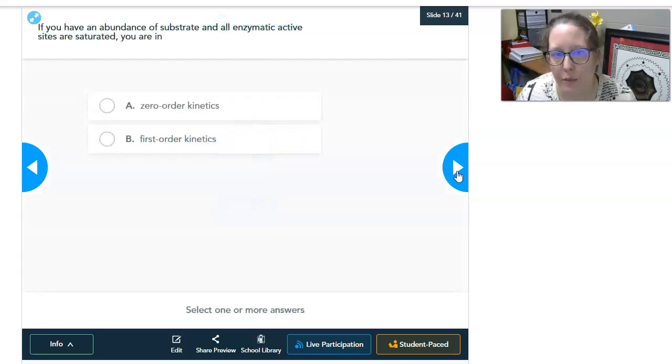All right, so if you have an abundance of substrate and all enzymatic active sites are saturated, are you in zero order kinetics or first order kinetics? So abundance of substrate and all enzymatic active sites are saturated.